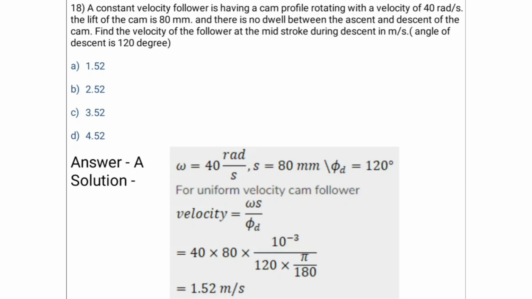So angular speed is given, 40, S is the lift, that is 80 mm, converted into meter, 80 into 10 raised to minus 3 meter, and then you have to use the angle 120 degree, convert that degree into radian. So 120 into pi by 180, we will get the answer near about 1.52 meter per second, and that is nothing but option number A. First option is the correct option.